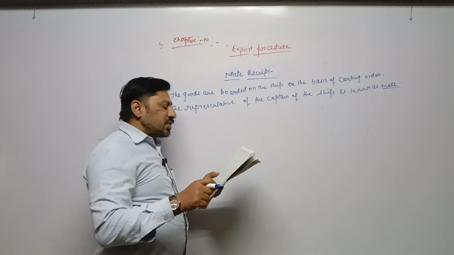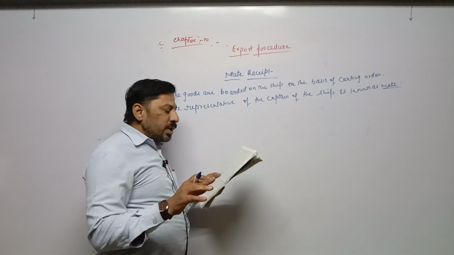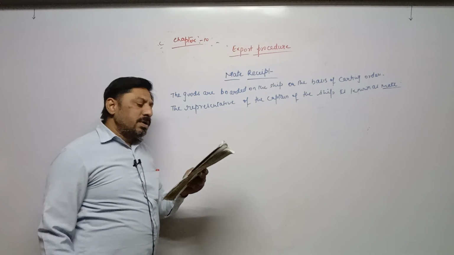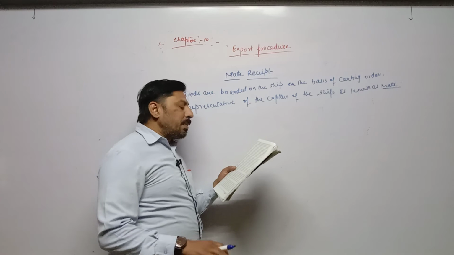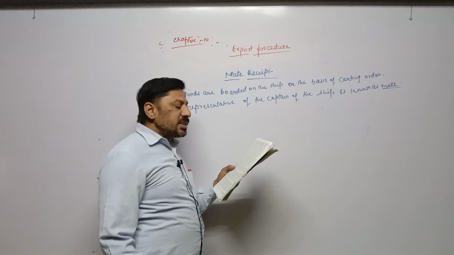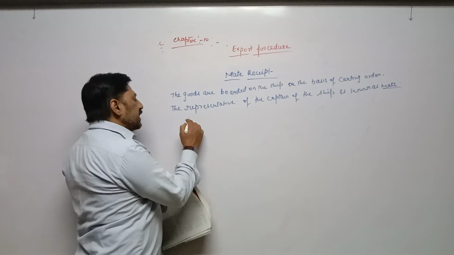The captain of the ship checks the packing of the goods, whether the packing is perfect or not, meaning according to the guidelines or not. If the captain finds the packing improper and the goods not suitable for transportation, then it is remarked in the receipt. Such a remarked receipt is known as foul receipt. Another important point, foul receipt.